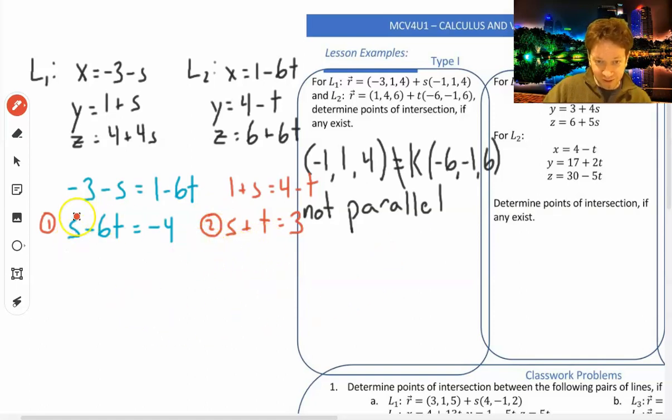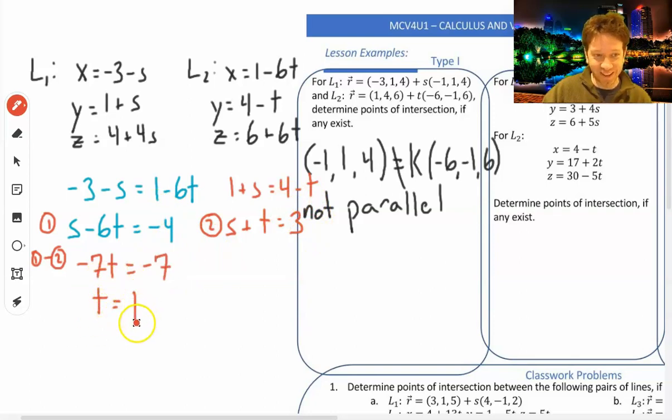Certainly one way to do it, we see we have an s term here and an s term here, both with a coefficient of 1. So we can just take equation 1 and subtract equation 2. So s minus s is just 0. And then we'll have negative 6t subtract t, which gives us negative 7t, equals negative 4 minus 3, which gives us negative 7. All right, so you get t equal to 1.